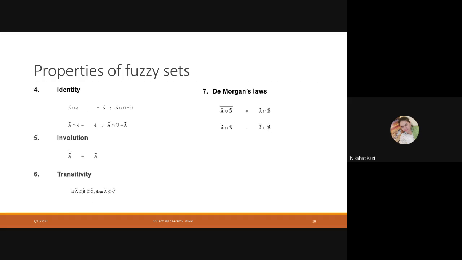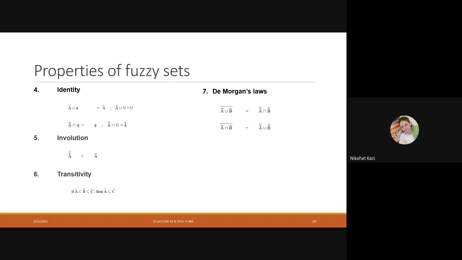Then you have the identity. A union null set is equal to A. A union universe is equal to universe. A intersection null set is equal to null set. What is missing here? Rest all was there in the case of classical sets also.